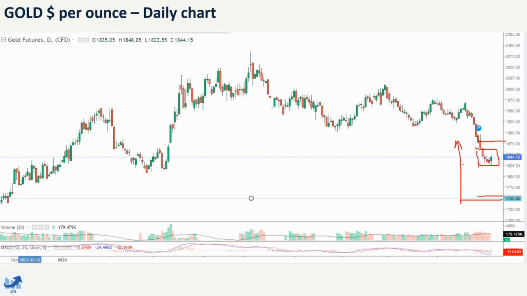So watch out for further weakness in gold, and we can expect some sort of a weakness which will make gold come down to this particular level. This level will be a very good accumulating opportunity in gold.